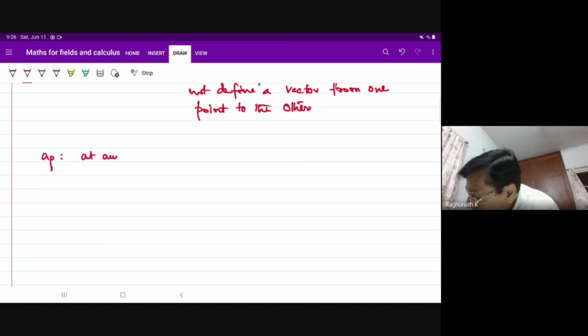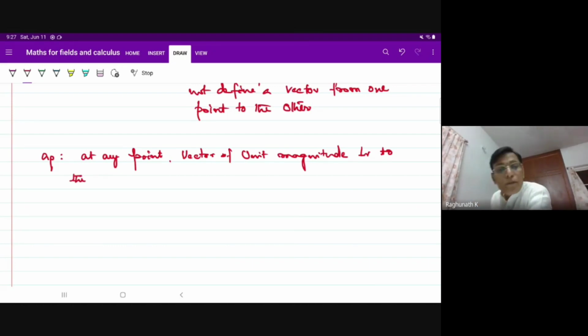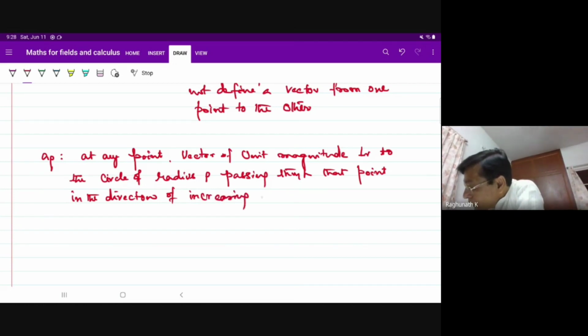At any point, vector of unit magnitude perpendicular to the circle of radius rho passing through that point in the direction of increasing rho.